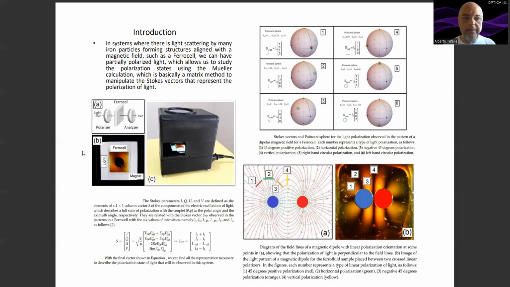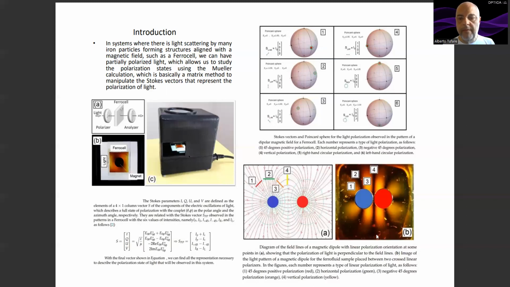We use this device in order to obtain the light patterns, and we will associate the Stokes parameters from the Stokes vector S, I, Q, U, and V with our experiment. And you can see here the Poincare sphere for the different values of the Stokes vectors.